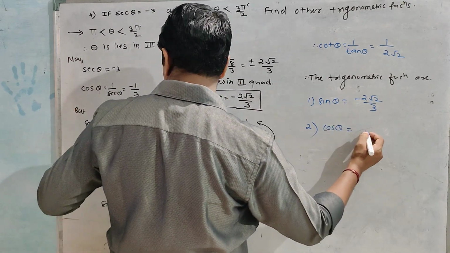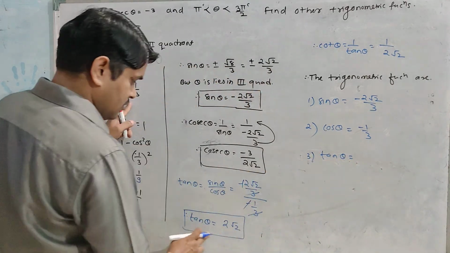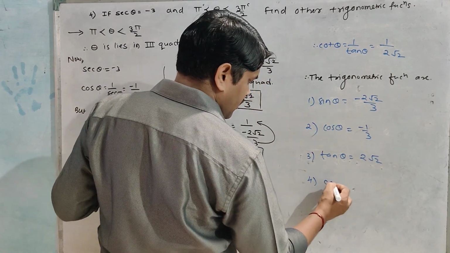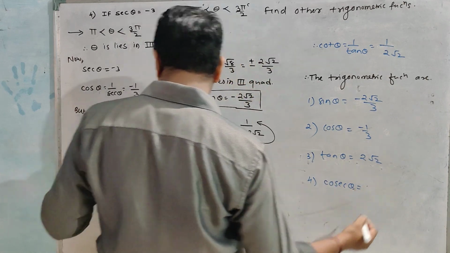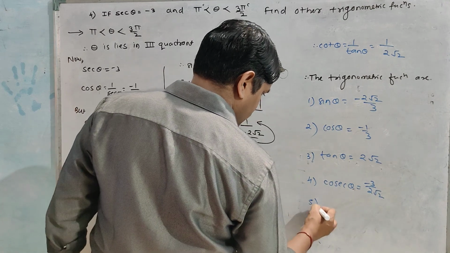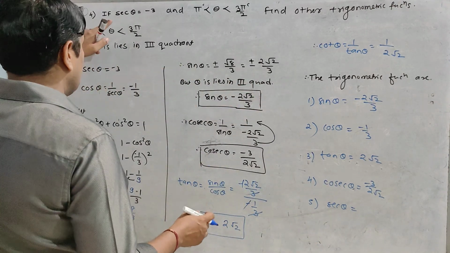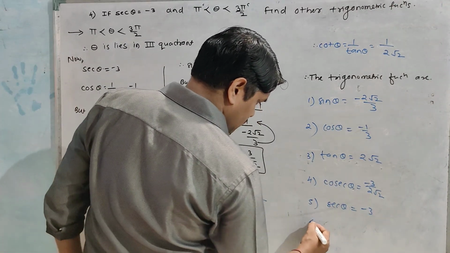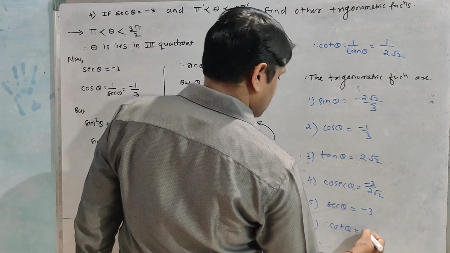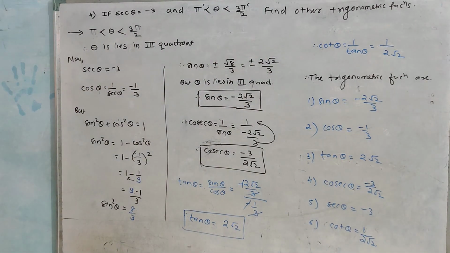So cos is how much? It is minus 1 upon 3. Third one, tan theta is 2 root 2. Then the fourth one, the reciprocal, cosec theta, is minus 3 upon 2 root 2. Fifth one, the reciprocal of cos, is sec theta, which is already given as minus 3. And the sixth one is cot theta, which is 1 upon 2 root 2. This is your answer. Understood? Solve.